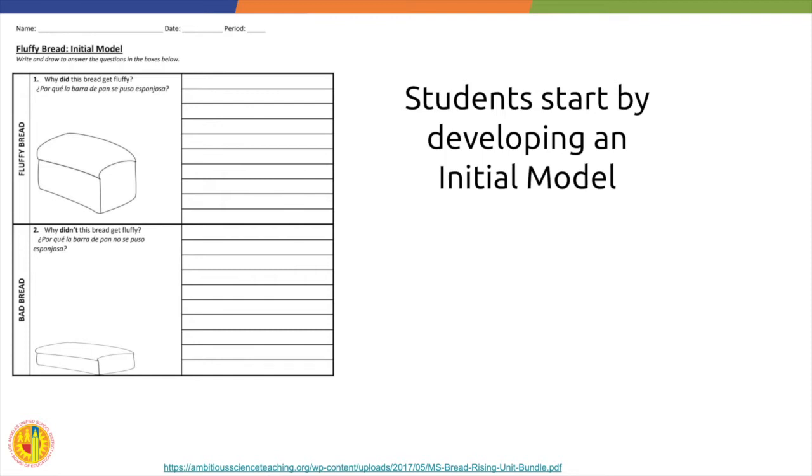So there's an image of a large fluffy bread and an image of the bad or dense bread, the unfluffy loaf. The students are given a chance to draw in the little boxes here if they want to, and the drawings may help to explain their thinking. They're also encouraged to use words to express their thinking. But the question here is, why did the fluffy loaf get fluffy? And why didn't the flatter bread get fluffy?